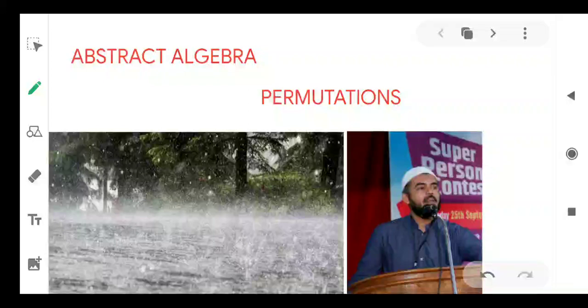Dear students, we'll start a new chapter in abstract algebra which deals with permutations and permutation groups. Already we have learned basic definitions of groups and subgroups, and some important theorems in the last several videos, and this is precisely a very important chapter which has its own significance in abstract algebra and group theory. So let's see what the preliminary ideas dealing with permutation groups are.